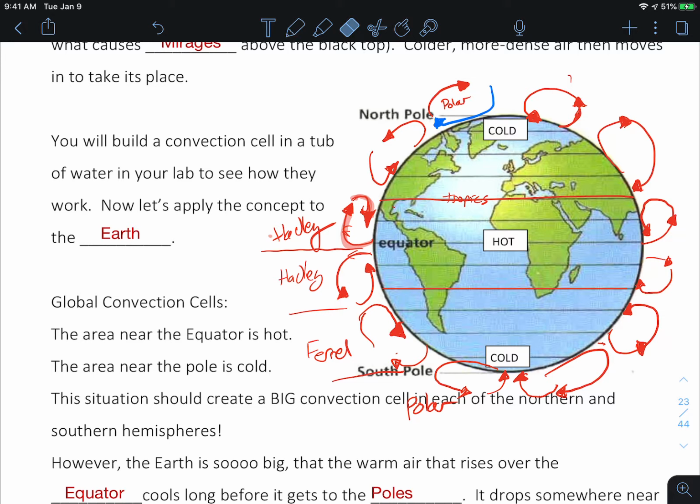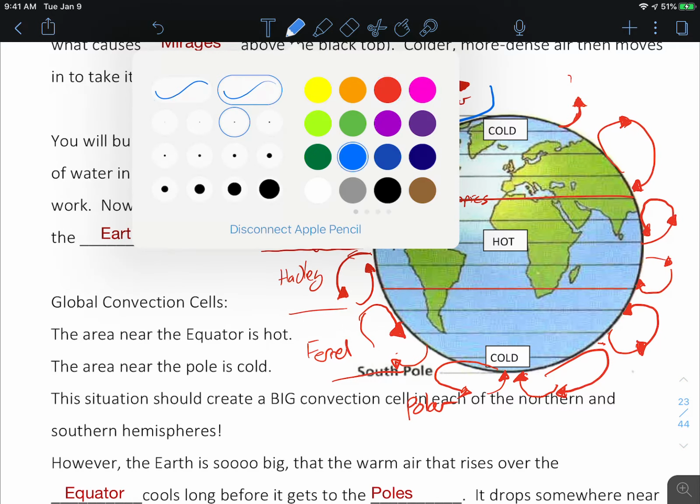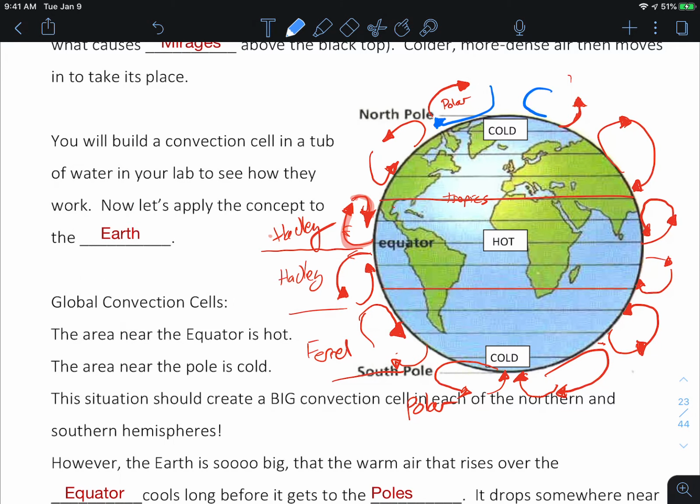And I've drawn this image sort of twice, but you can imagine another blue arrow that goes like this. So it cools down, runs along the surface, gets hit with radiation, and that's where we get our polar cell.